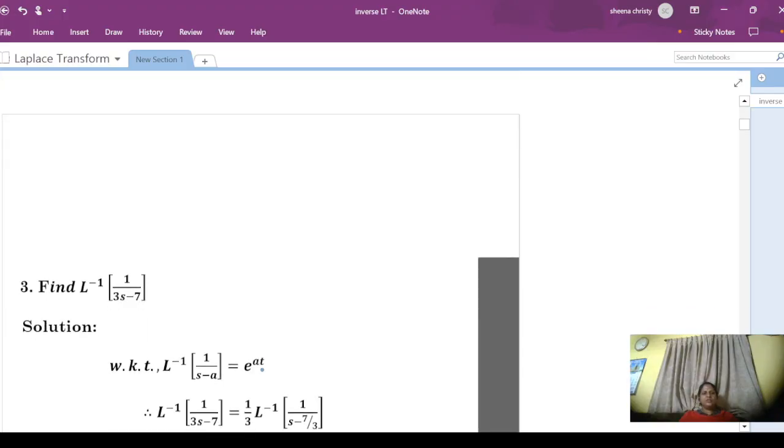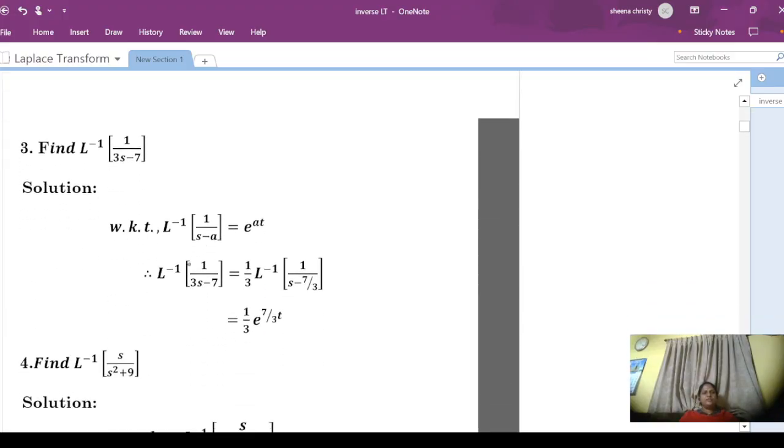Now we'll move on to the third problem. Find L inverse of 1 by 3s minus 7. Already we have seen the problem. L inverse of 1 by s minus a is e power at.